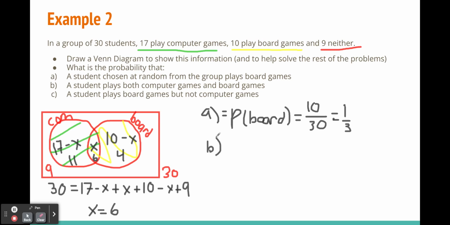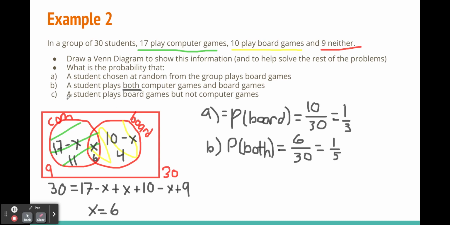B says, find the probability that a student plays both computer and board games. So for this question, both requires the "and," the intersection. So we look at where both of them are overlapping, and we see we have 6 out of a total of our sample space, so 6 out of 30. Again, when you put this into the calculator, you can simplify it to 1/5.